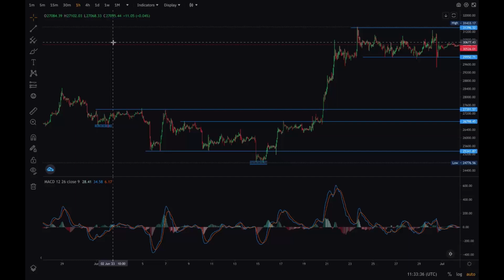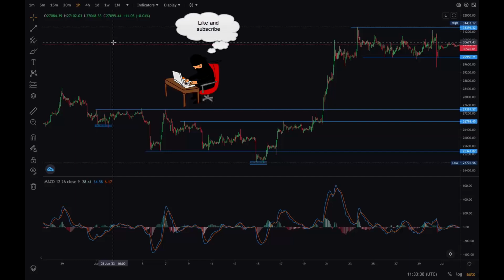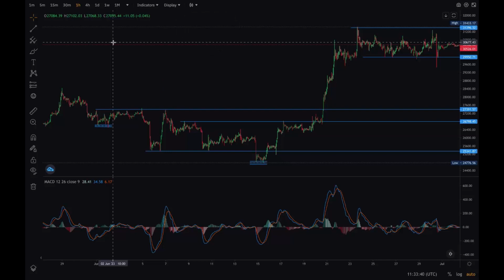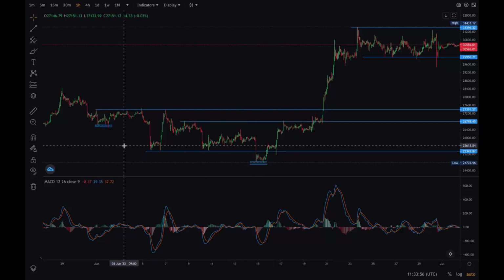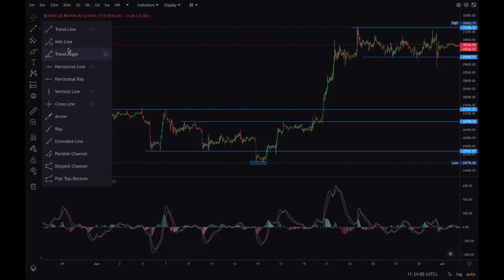So now let us look at the chart setup. To first look at the chart setup, we need to understand the concept of support and resistance. So support is a price point where price bounces off and continues upwards. So here we can see a few examples of support at this level here, and this level here.